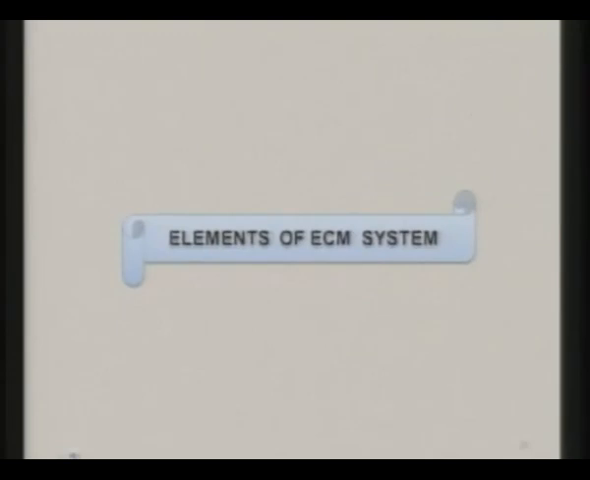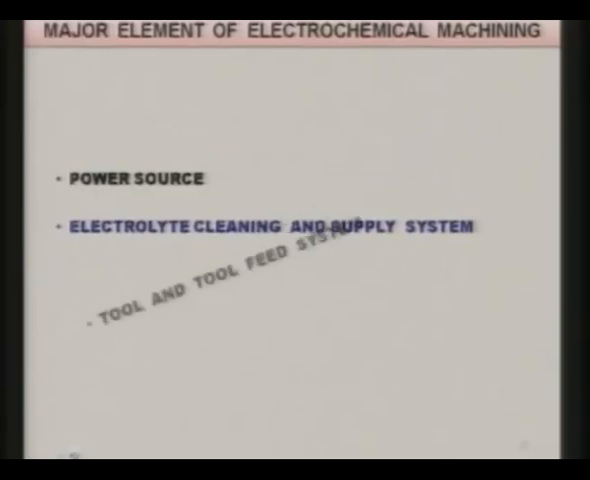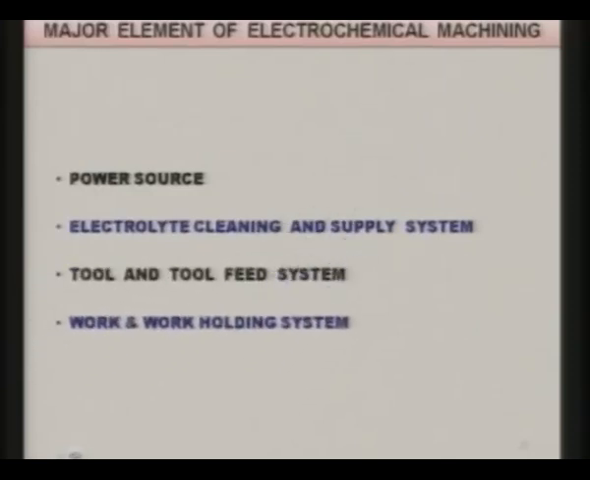Now, let us see more details of the elements of the electrochemical machining system. We are using the power source. I have already mentioned to you that AC power is converted into DC with the help of the rectifier, and its voltage is reduced with the help of the transformer. There is an electrolyte cleaning and supply system, tool and tool feed system, and work holding system. These are the four major elements.